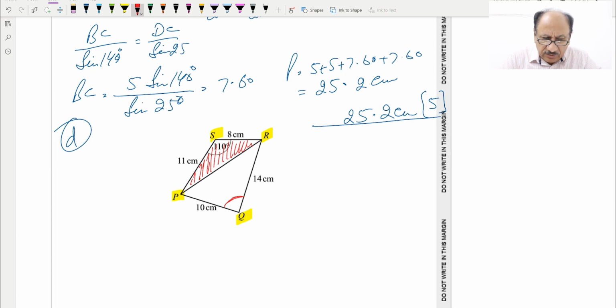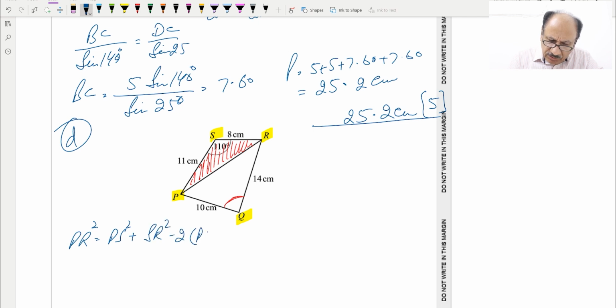So PR will be equal to what? We will be applying the cosine rule. So PR square will be equal to one side square, which is PS square, plus SR square minus 2 into PS into SR, and cos of 110 degrees, this one. And now we can replace values.